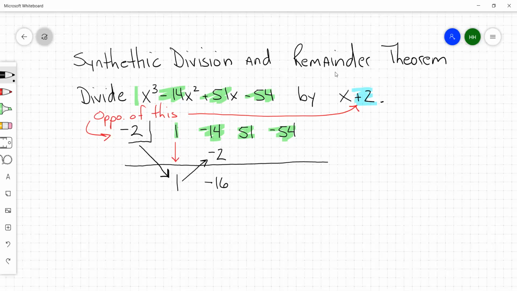You repeat. -2 times -16 is 32. You add. 51 plus 32 is 83. You multiply again. -2 times 83 is negative. What is that? 166. Then you add. And you get -220.